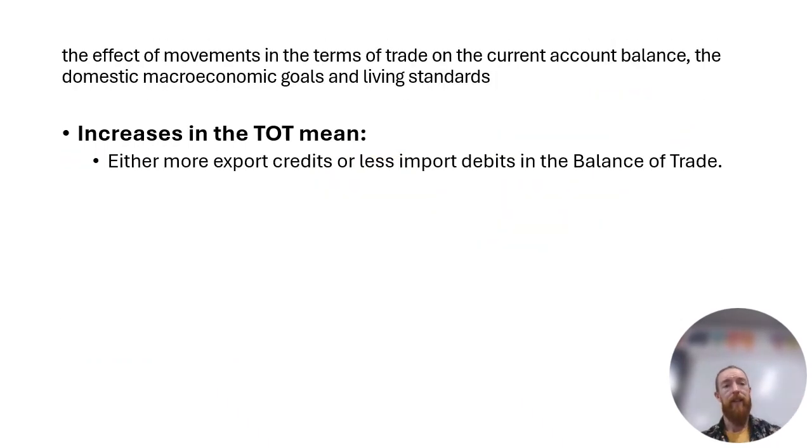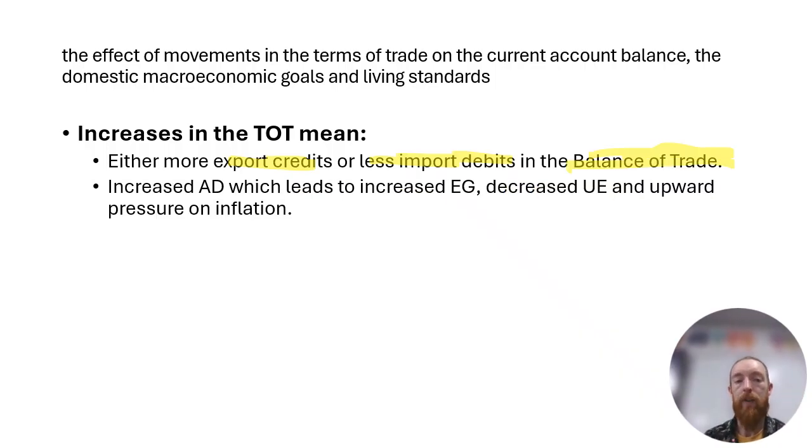So what this means is when there are increases in the terms of trade, it means that there are more export credits or less import debits in the balance of trade, which therefore impacts the current account. It also means increased aggregate demand, which leads to increased economic growth as it sends a signal to producers to increase production. That will also increase the derived demand for labour and decrease unemployment.